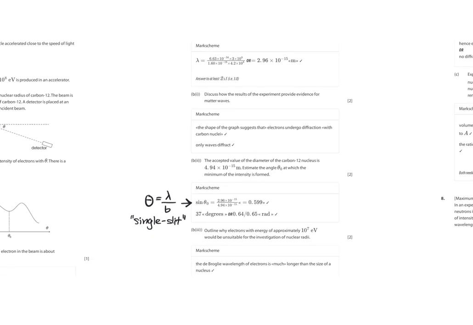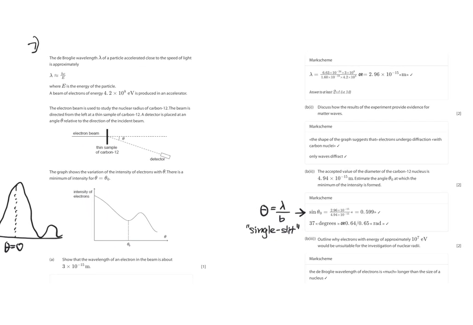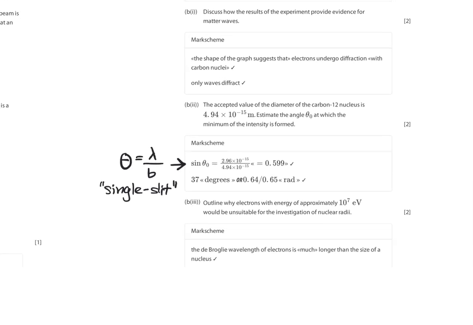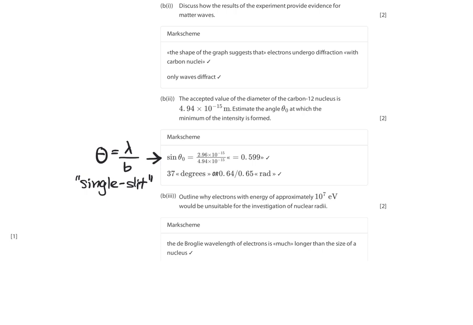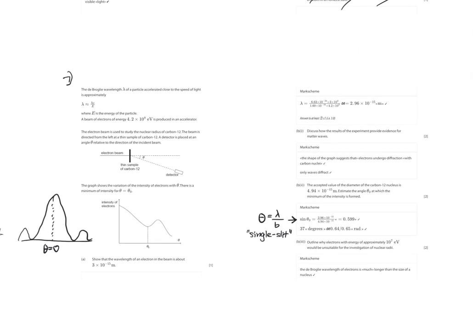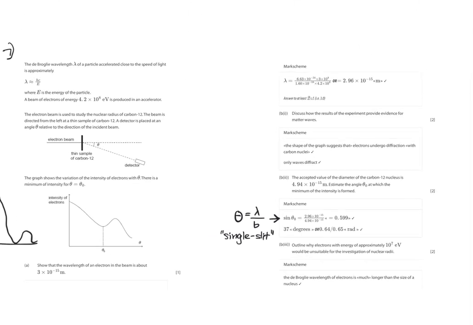Fine. Now, none of this is E1, right? Sorry, E1. Then BII says the value for the diameter of the carbon-12 nucleus is 4.94 times 10 to the negative 15 meters. What's the angle that the minimum is formed? And that's actually single slit, which I think is a very interesting application of single slit. It's not a slit, but it's still diffracting around that single object being the nucleus of the carbon-12.